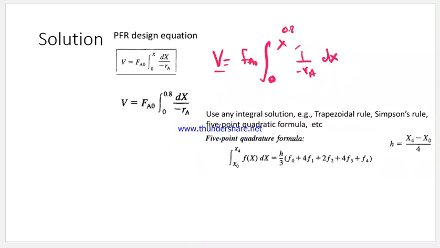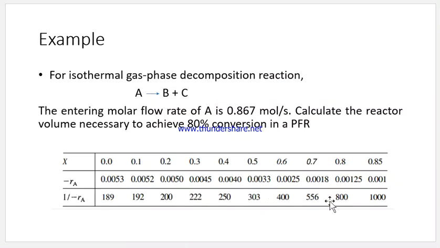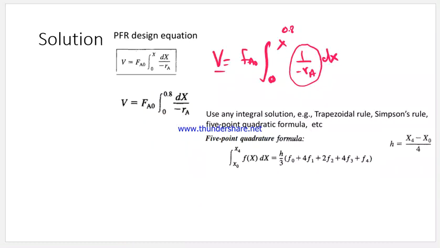Then you will see that 1 over minus rA is not a usual expression in an integral, because it doesn't have any analytical relation with x. It is given as numerical values in this table. So therefore we have to use numerical integration for this technique. Let's see how it works. We have already seen that our upper limit of x will be 0.8.